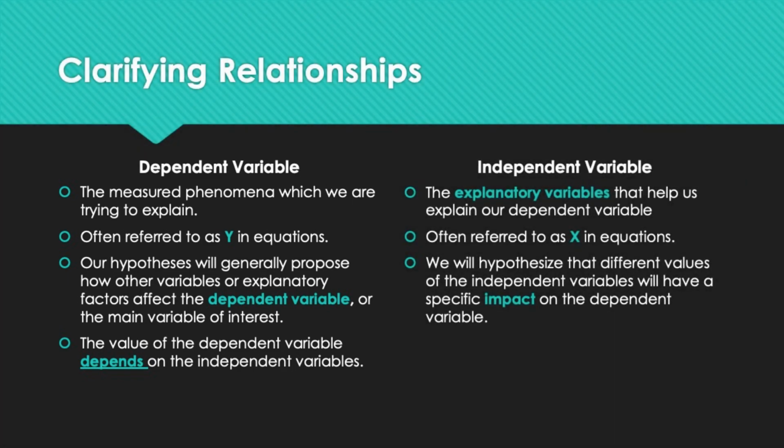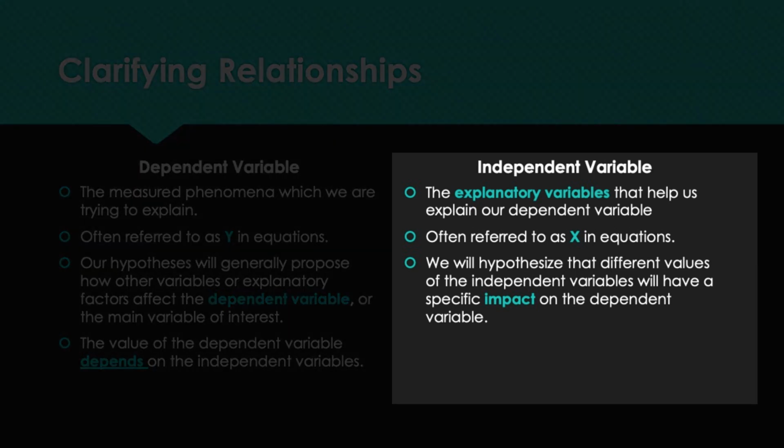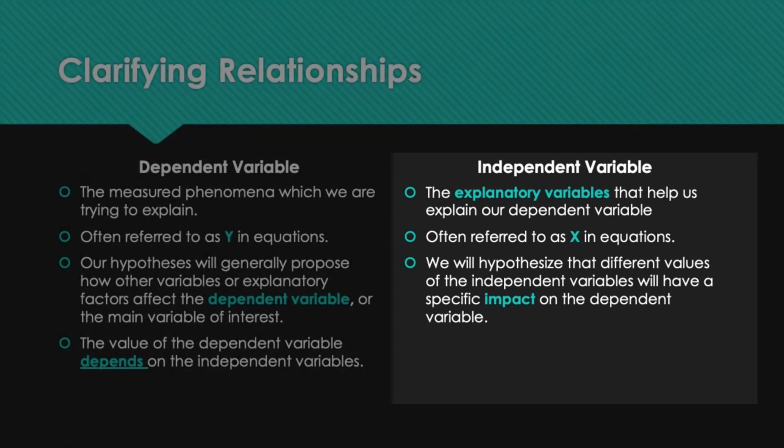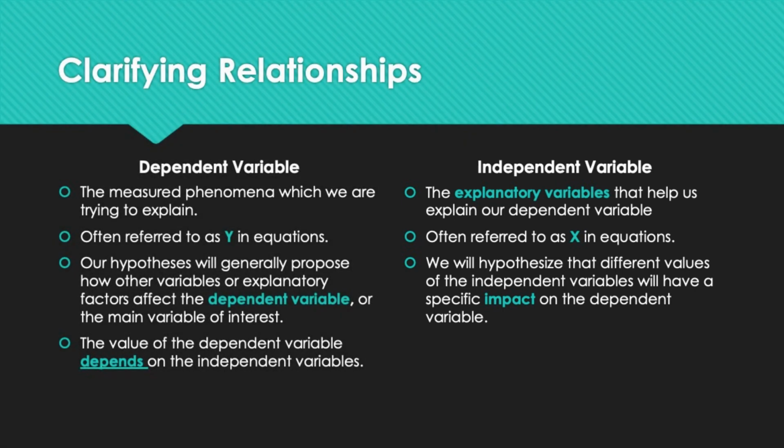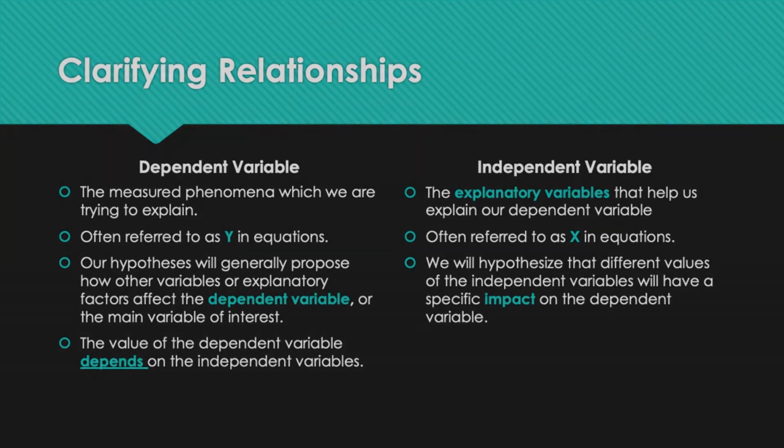With our independent variables, remember these are also our explanatory variables. They help us explain our dependent variable. Independent variables are often referred to as x in mathematical equations. And with our independent variables, we hypothesize that different values of an independent variable will have a specific impact on the dependent variable. So let's run through some examples and see how well you can identify the dependent variable and the primary independent variable in each of these following statements.